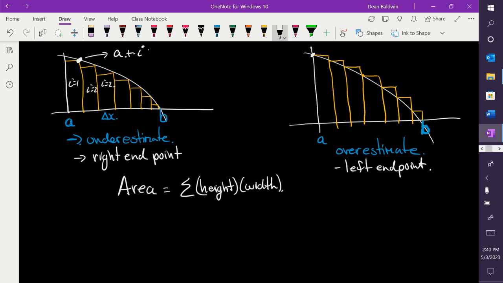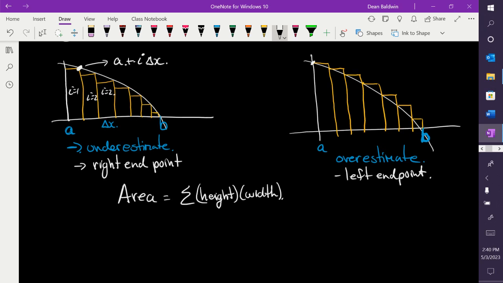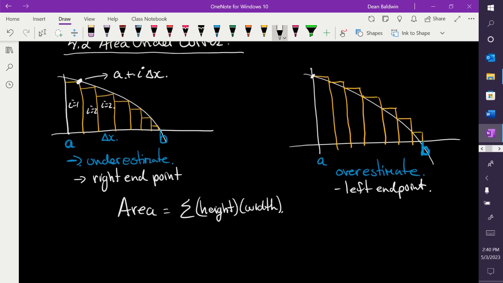So I'll explain that here. So it looks a little weird. I'm going to call this point C. Okay. Therefore, C is equal to A plus I delta X.